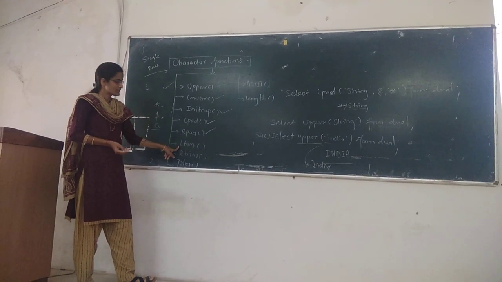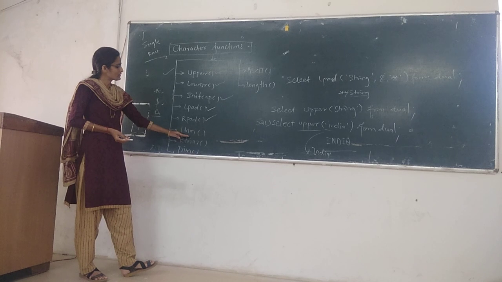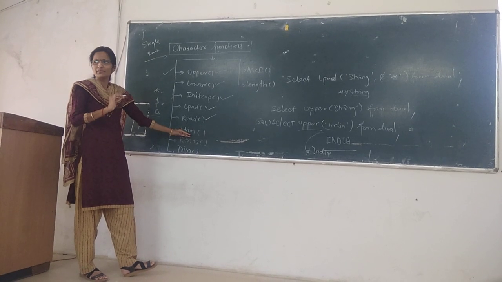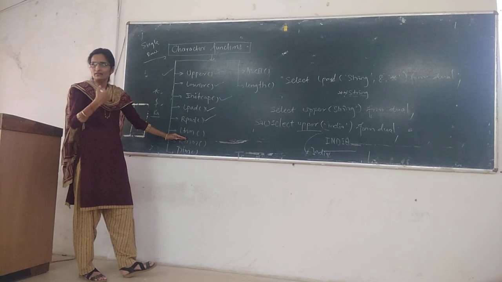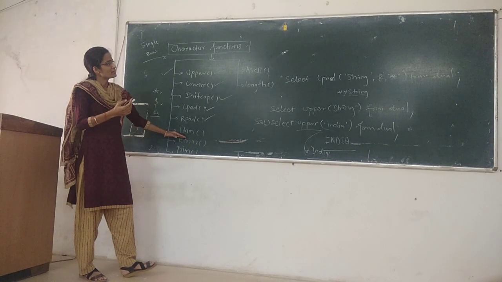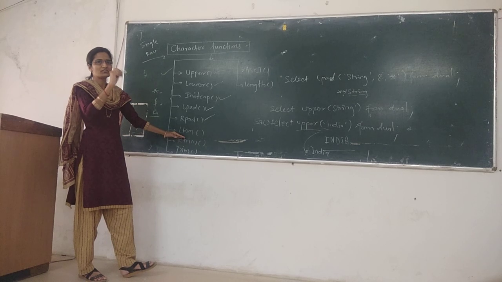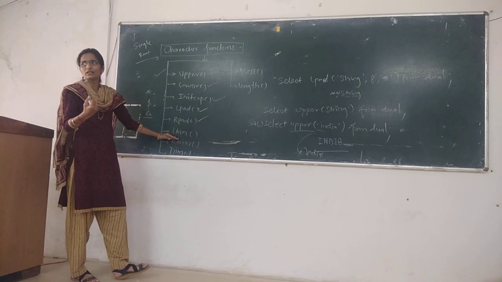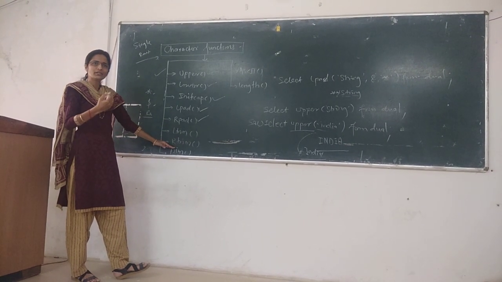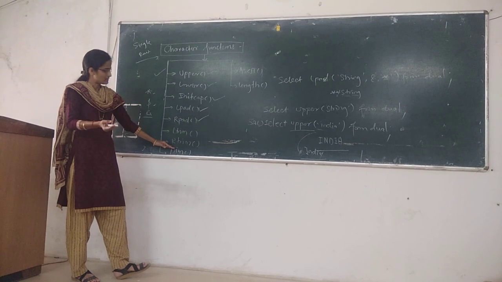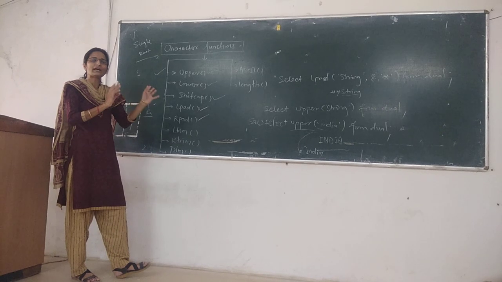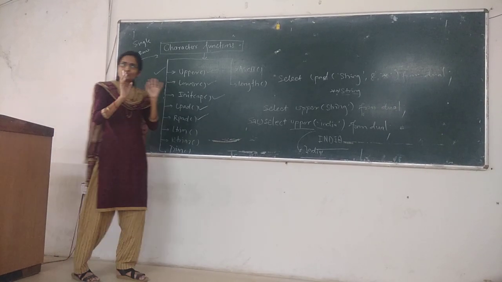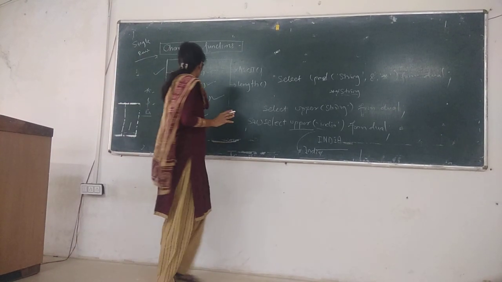Next is the ltrim and rtrim. This function is used to remove particular characters from the left hand side of that string. Select ltrim in bracket string, comma the string that you want to remove from the left side. Next, rtrim, it will remove the characters from the right side. And trim, this function is used to remove the characters from left and right side, or it is used to remove the blank spaces.